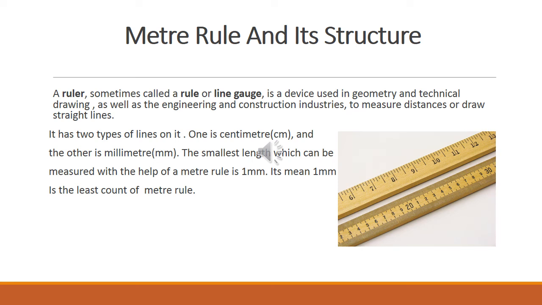What is meant by least count? The minimum value, the minimum length, the minimum distance which can be measured with the help of any instrument. If we are taking least count, it means the minimum value which can be measured with the help of an instrument is called least count. So the smallest value which can be measured with the help of a meter rule is 1 millimeter. So it is the least count of the meter rule. Now the question rises, what about those values which are smaller than 1 millimeter? For those values we have to use other sensitive instruments, for example vernier calipers and screw gauge and so many other things.